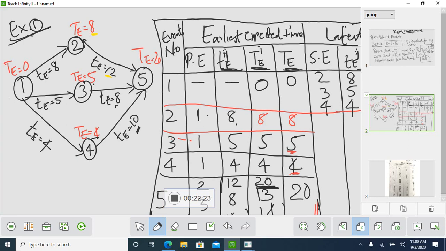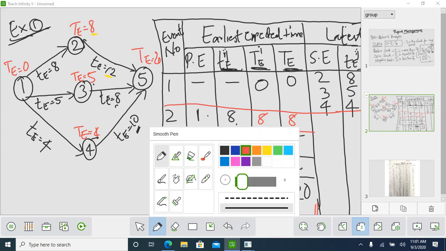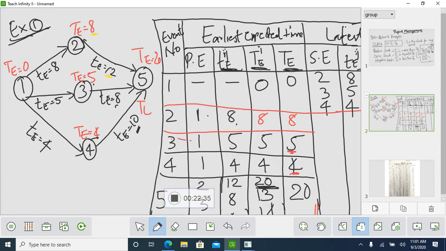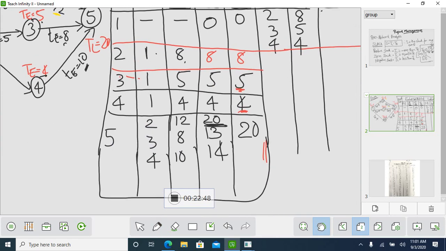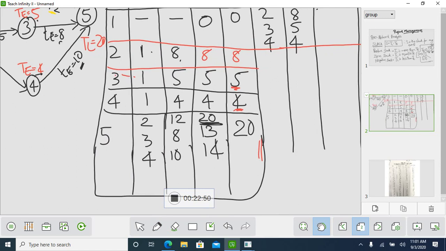So next, once you are done here, next we will be moving to the latest allowable occurrence time. So automatically latest allowable occurrence time will be TL equal to 20. So we'll be going from back. For earliest expected time, we have to come from 1, 2, 3, 4, 5. For latest allowable time, we'll go from bottom.